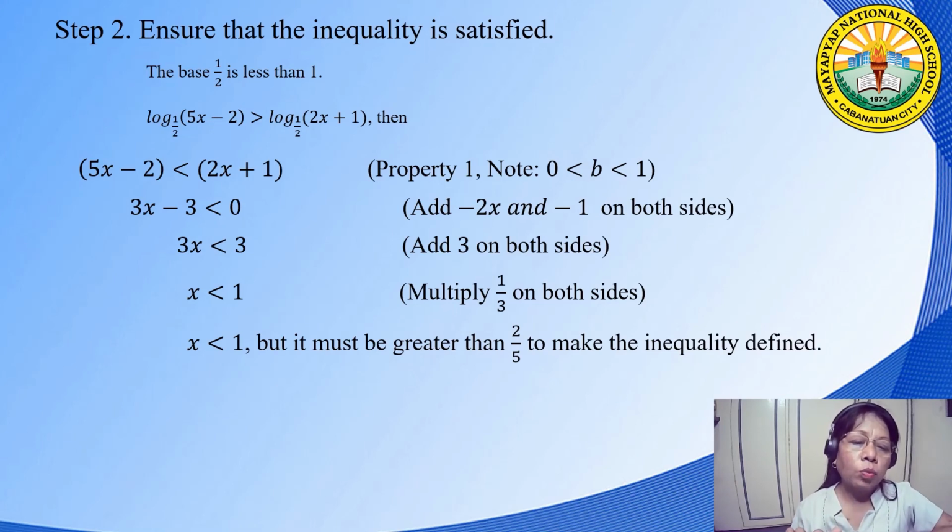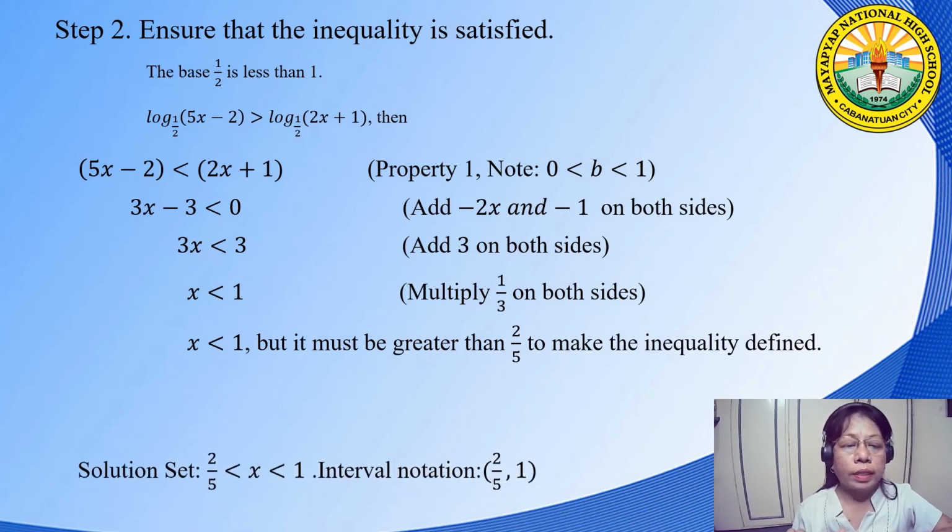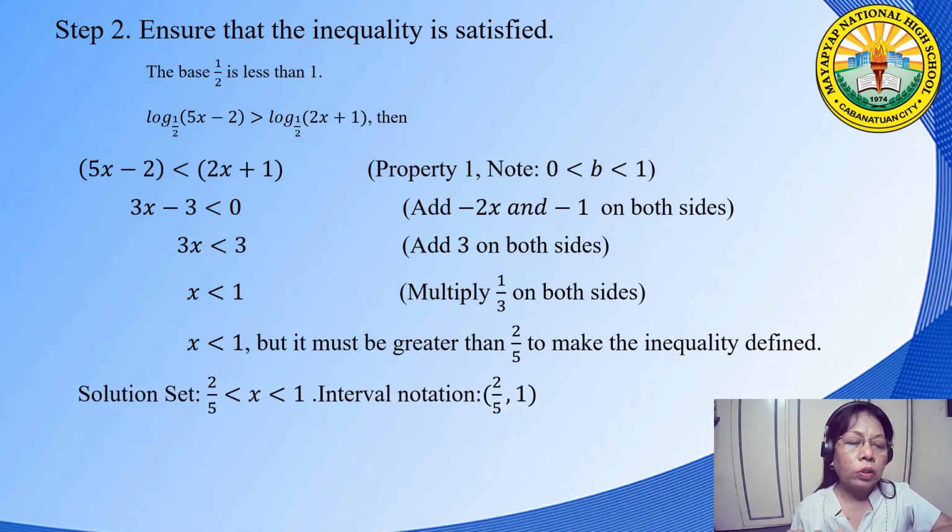So x is less than 1, but it must be greater than 2/5 to make the logarithms defined. So the solution set is 2/5 less than x less than 1. In interval notation, that is the open interval from 2/5 to 1.